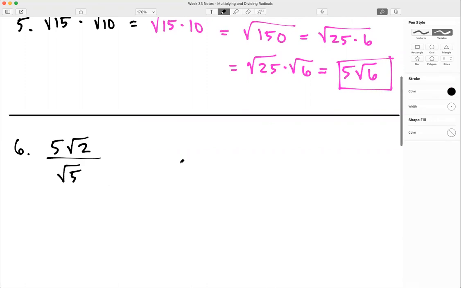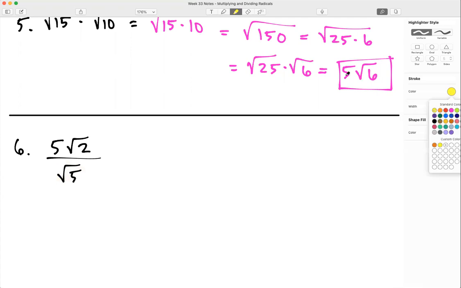Now, with dividing, you have to follow this rule, okay? Whatever you get for your answer cannot have a square root in the denominator. So you all see this? See that square root symbol there under the fraction bar? That's illegal. You can't have that. So what we're going to have to do is do something to get rid of it.